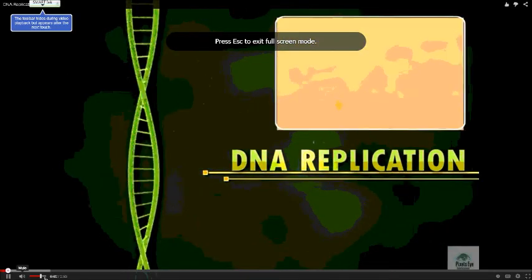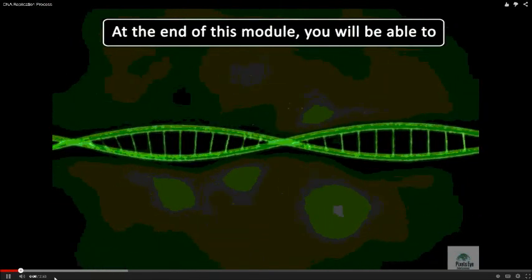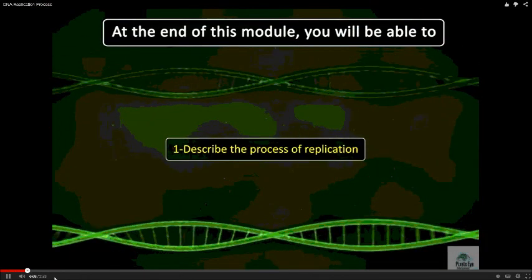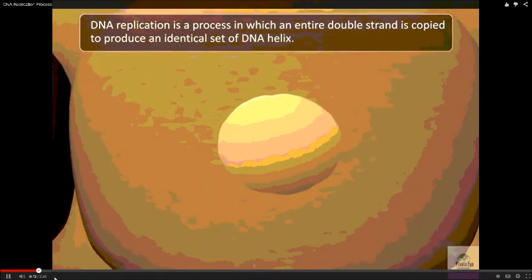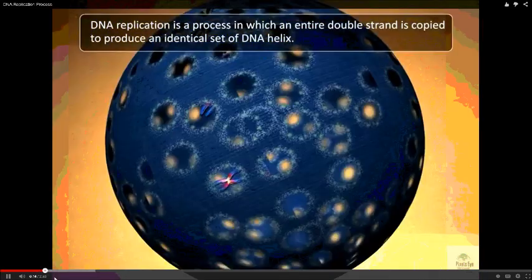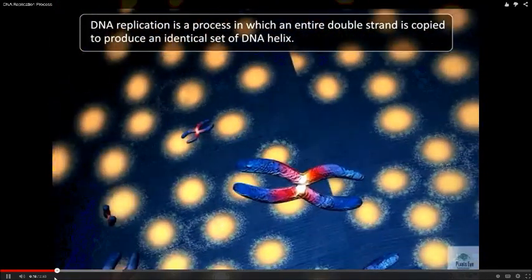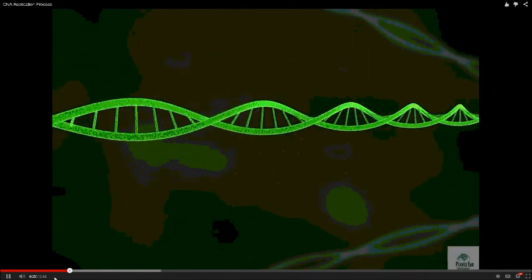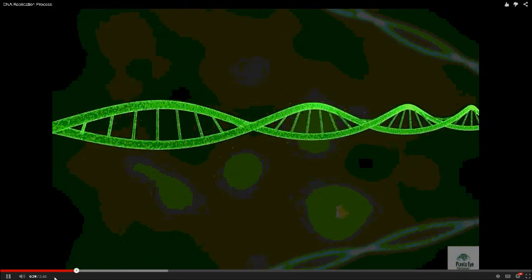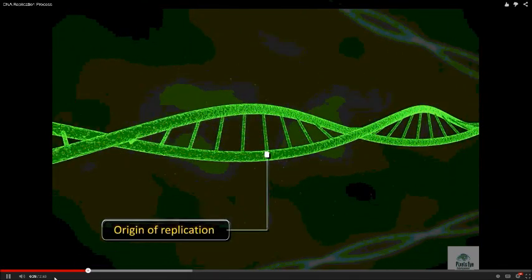DNA replication. At the end of this module, you will be able to describe the process of replication. DNA replication can be defined as a process in which an entire double strand is copied to produce an identical set of DNA helix. The process of replication starts at a specific point on the DNA. This point is called the origin, or origin of the replication site.